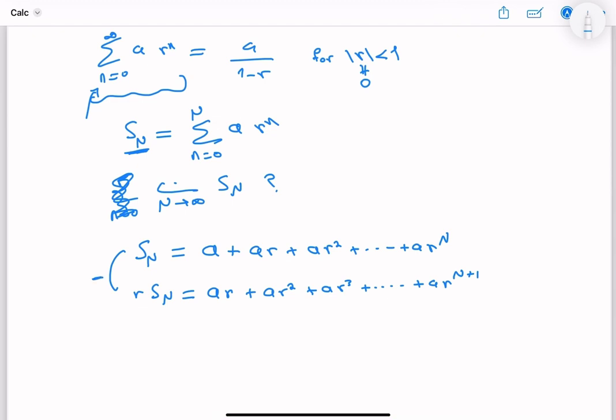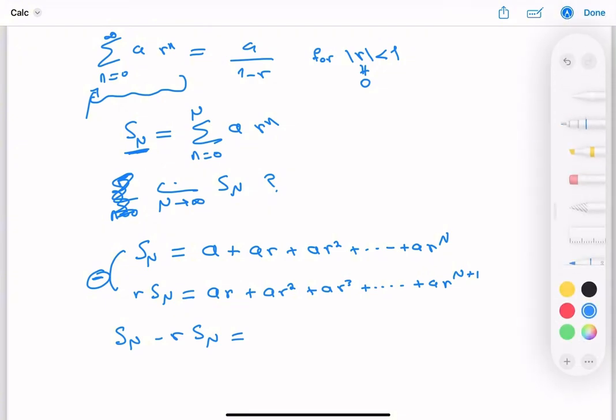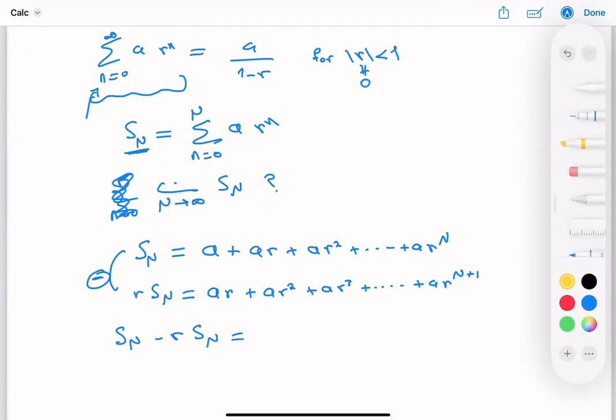So let us now do another trick, which is we're going to subtract these two. If we subtract these two, what do we get? We get Sn minus r Sn is equal to. And notice some cancellations will happen here. So this term will cancel with this term because we're subtracting the two. This term will cancel with this term. And the term that's going to come here will cancel with this. And so on and so on.